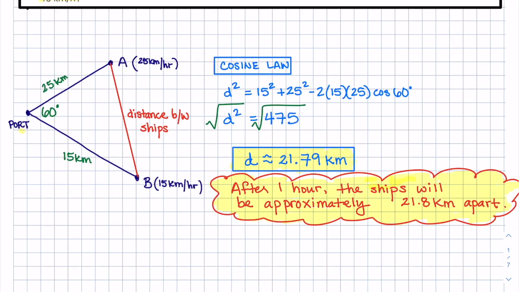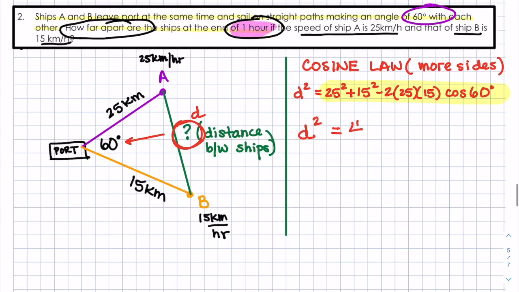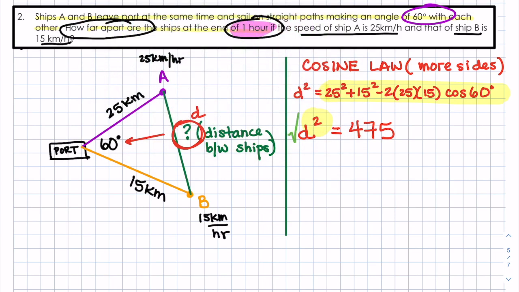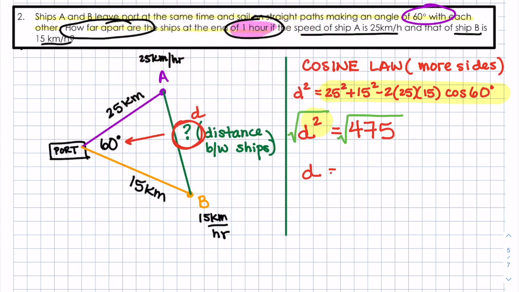Oh, very nice. 475 units. And then notice that I want to get rid of that second power, so I'm going to take a square root. And if I do that, I will end up with the distance between the ships is 21.79, and what are my units? Kilometers.